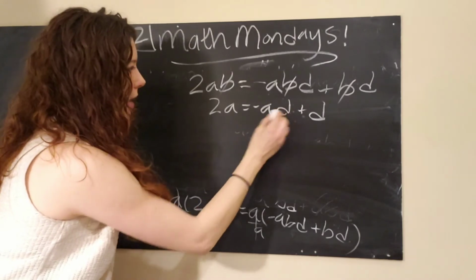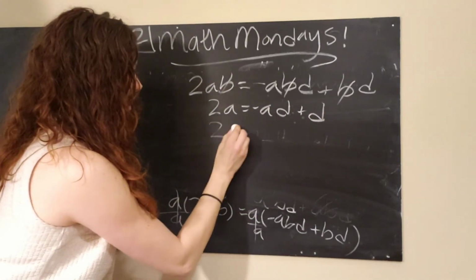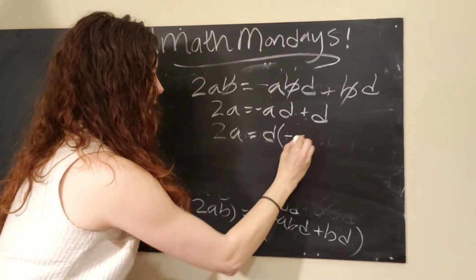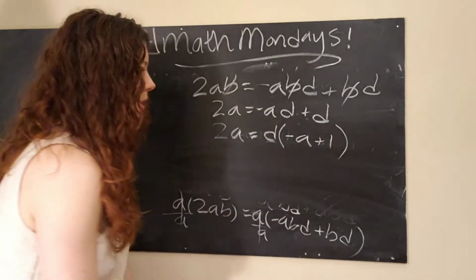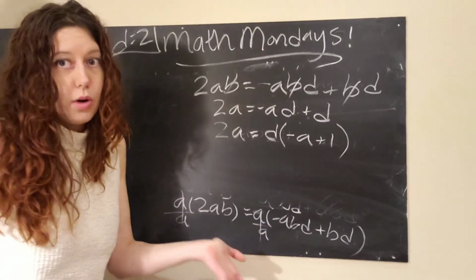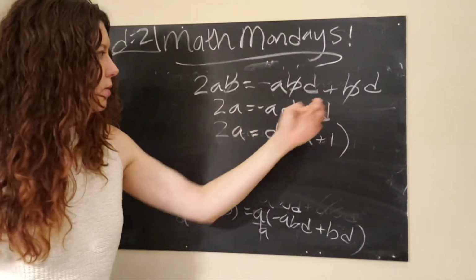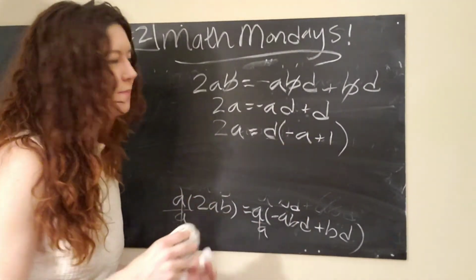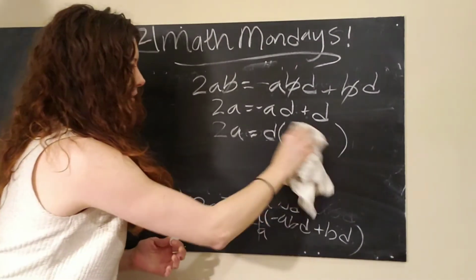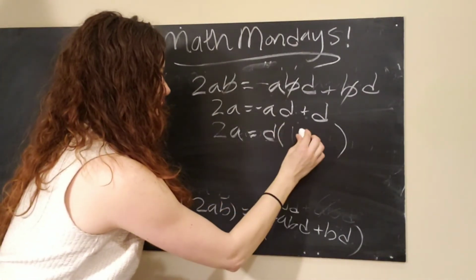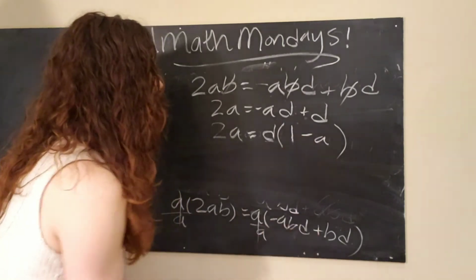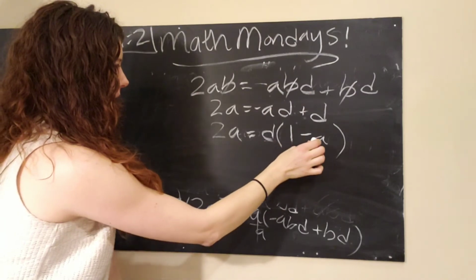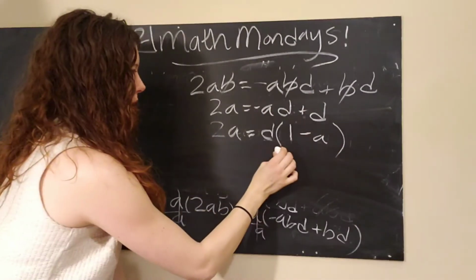Okay, so to do that, I'm going to have to pull out this d. So this side's going to stay the same. And I'm going to pull out a d and say negative a plus 1. Because if you pull a d out of d, what do you have left? You only have a 1, the one that was in front of this d. And since I like to write my negatives after, I'm going to rewrite this to say 1 minus a. Okay. And so now we can divide both sides by 1 minus a.